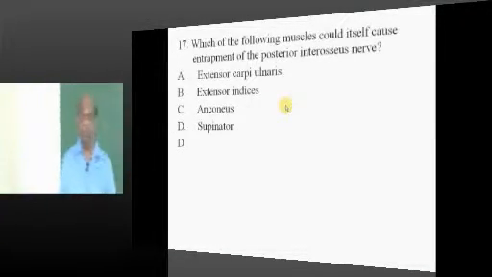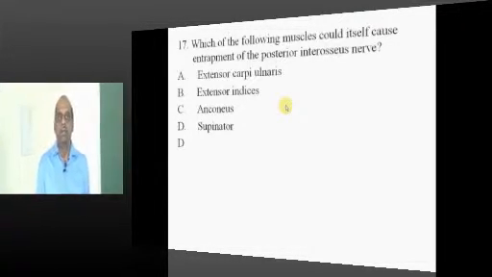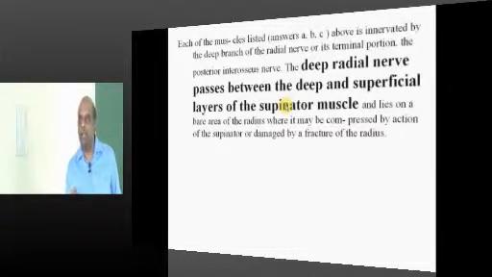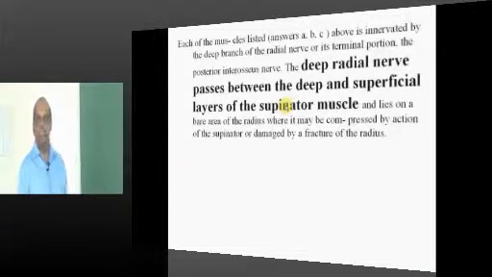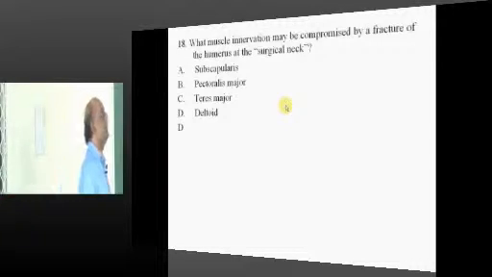Now doctor, posterior interosseous nerve, it is at a great risk of being clamped inside the supinator muscle, is one of the important risks where entrapment of the posterior interosseous nerve can occur.